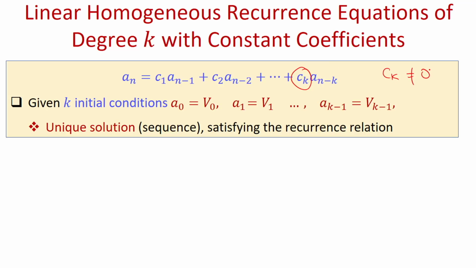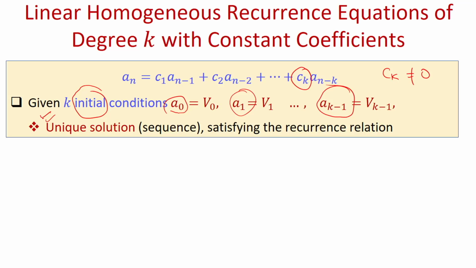Then my claim is that if you are also given k initial conditions, that means you are given the value of say a of 0, a of 1 and a of k minus 1. If these values are explicitly given to you, which we call initial conditions, then there always exists a unique solution satisfying the recurrence condition as well as the initial conditions, right?